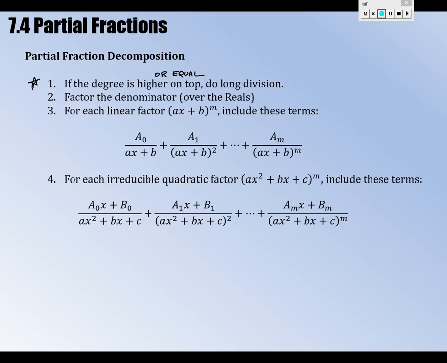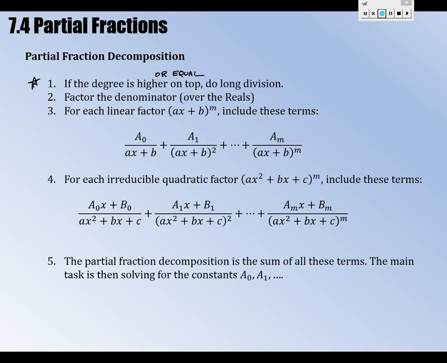Then you do the same thing. If that irreducible quadratic appears multiple times in the factorization, then you need to include every version of that up to the power that is on there. And then, of course, the last step, I told you it's a nice, easy 5-step process, oh yeah, we actually have to find the constants.